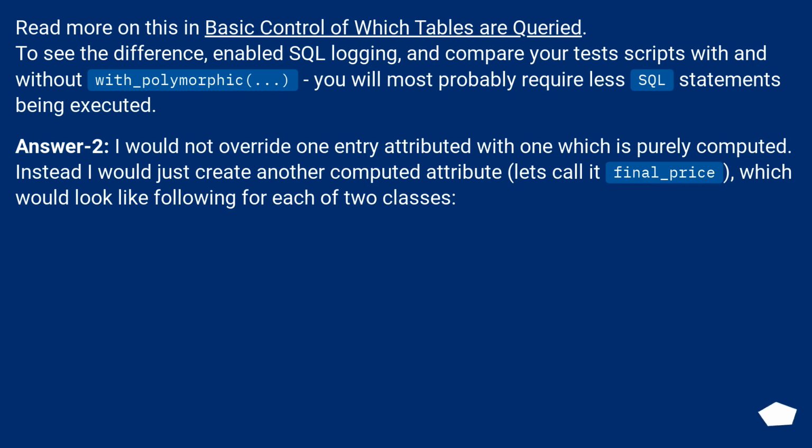Answer 2. I would not override one persisted attribute with one which is purely computed. Instead, I would just create another computed attribute, let's call it final_price, which would look like the following for each of the 2 classes.